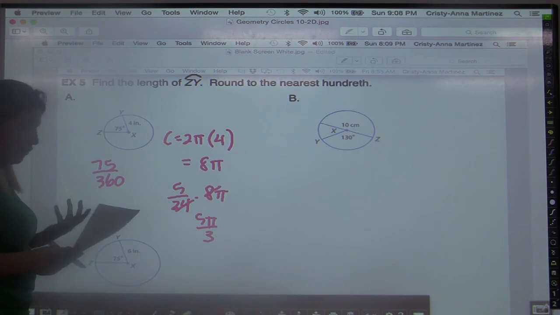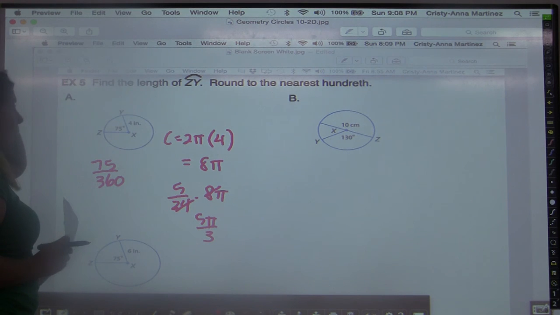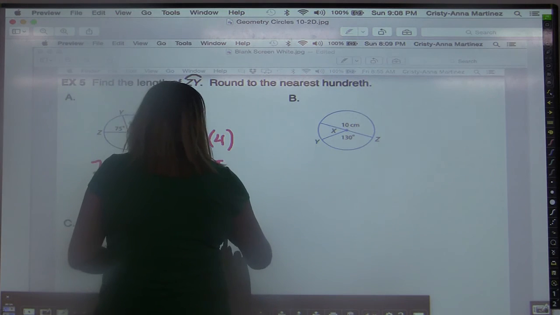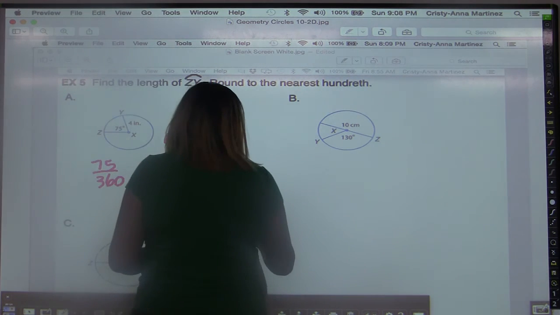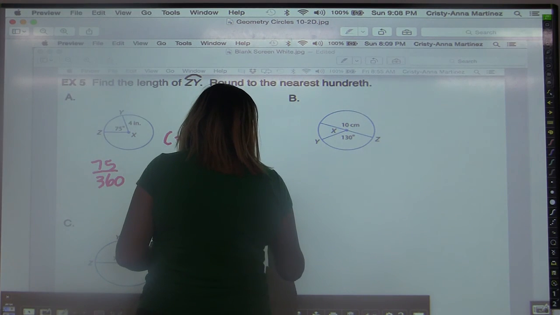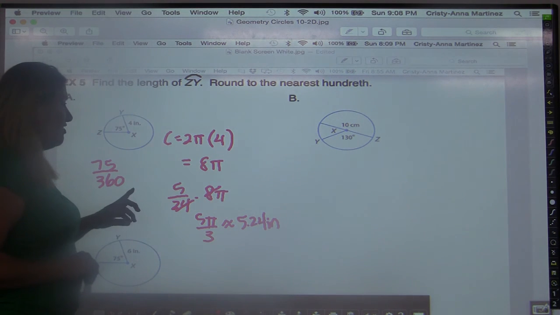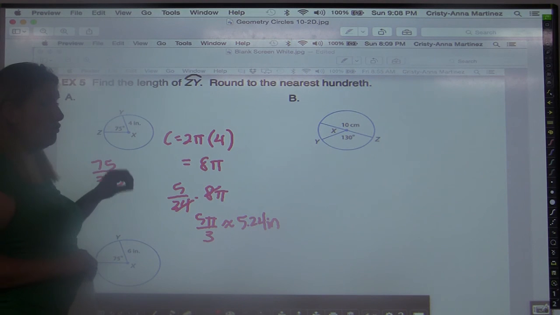And that's what I like, of course. But I'm not going to be crazy. The book is allowing you, and it says to round to the nearest hundredth. So 5 pi over 3 is roughly 5.24 inches. That would be the arc length. So now it's not measured in degrees, it's measured in linear units. And that's the difference between finding the measures of the arcs in the previous examples and finding arc length.